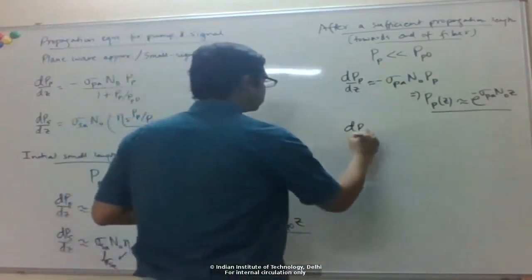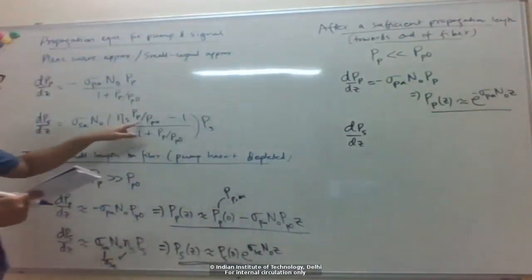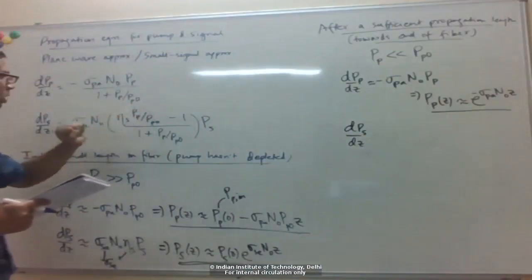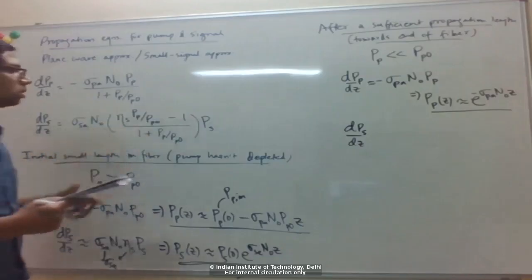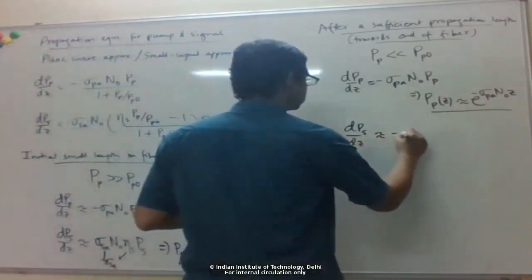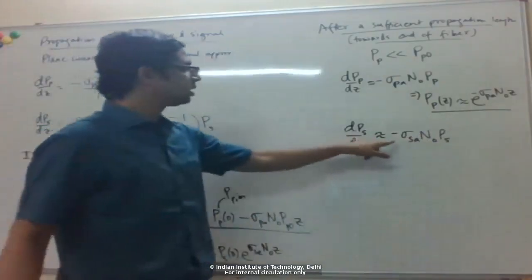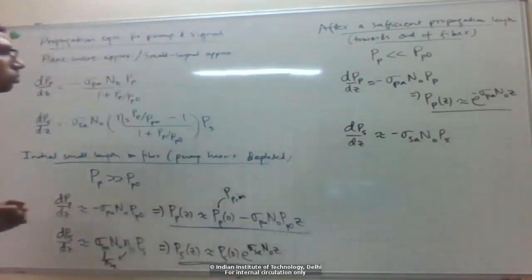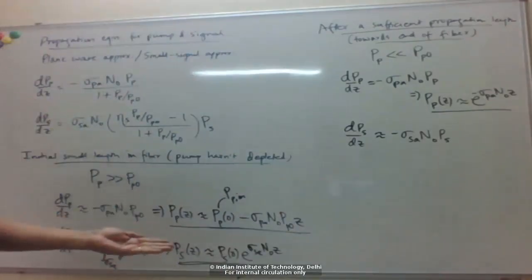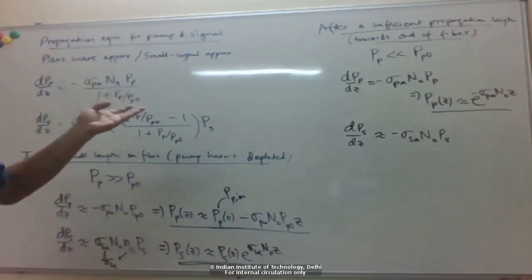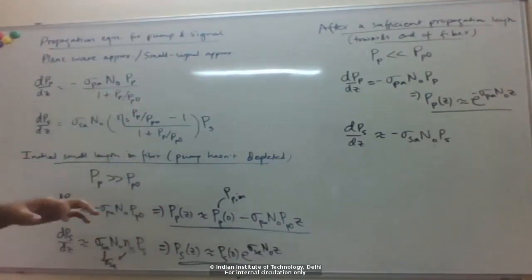Okay, now if you look at the signal, again we neglect PP over PP naught with respect to 1. So in the numerator we just have -1, in the denominator we have 1. Now you can see even the signal starts getting absorbed, because the pump has decayed to a very low level. So it's not able to cause population inversion. So now you have more atoms in the ground state 1 compared to the excited state 2.